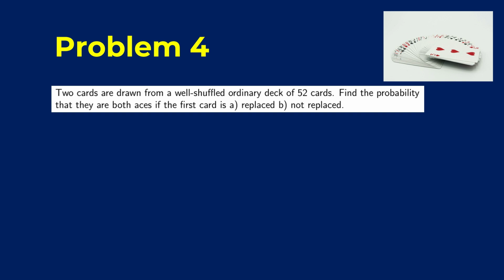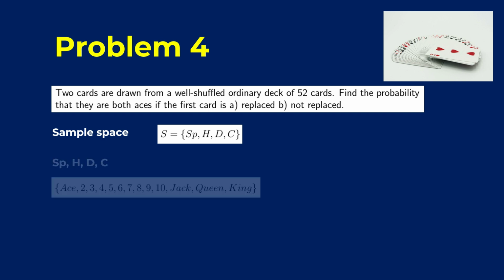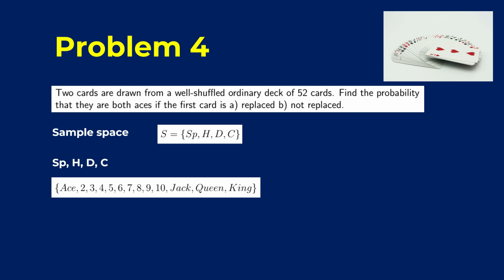Let's first define our sample space. In this case, it is made up of spades, hearts, diamonds, and clubs, where each of spades, hearts, diamonds, and clubs contain 13 cards from ace to king. So there are 52 cards in this sample space.